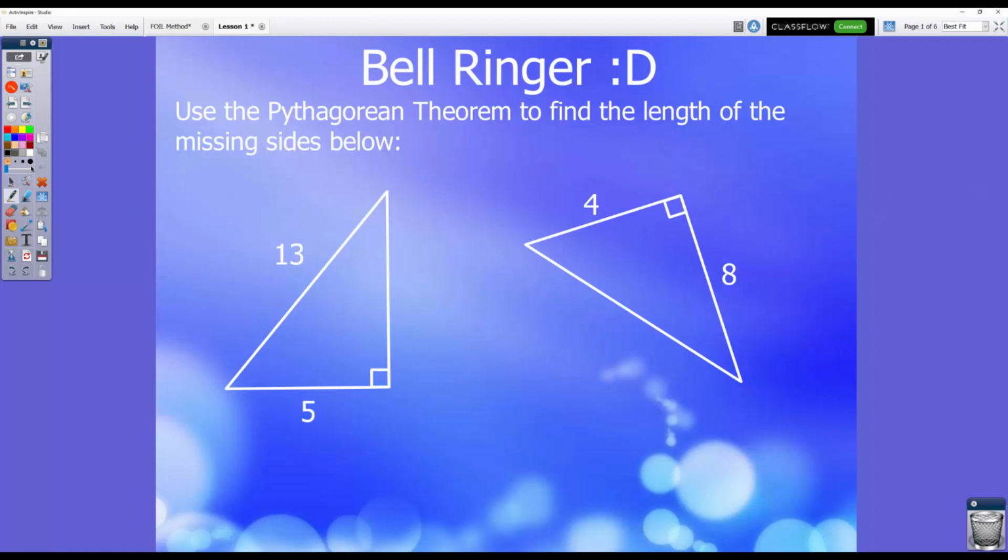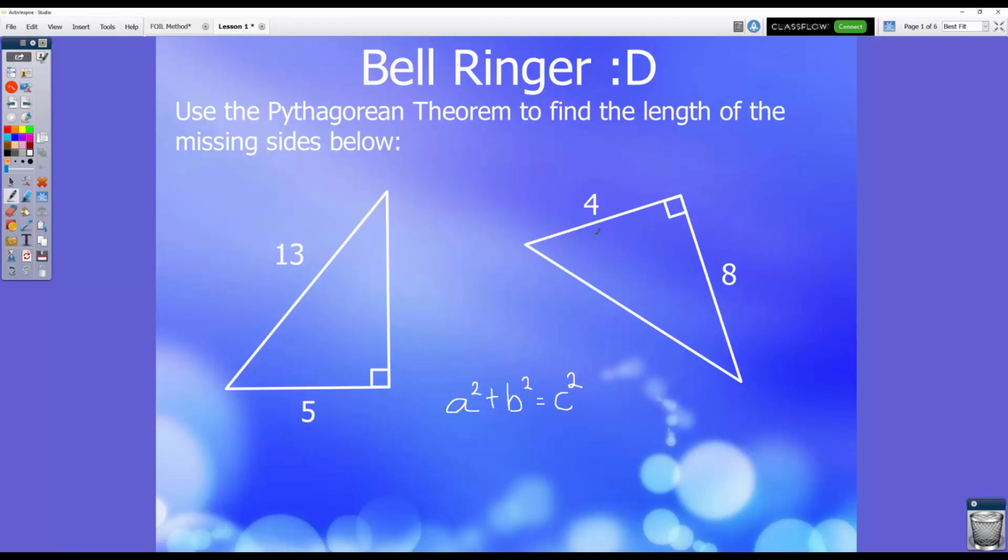All right, let's go ahead and get started with this bell ringer, or I guess we'll just call it a warm-up problem now. Use the Pythagorean theorem to find the length of the missing sides below. Just a quick reminder, the Pythagorean theorem: a squared. I'm also writing using the mouse. I do not have a touchpad or the benefit of writing on a Promethean board as I record this. So a squared plus b squared is c squared.